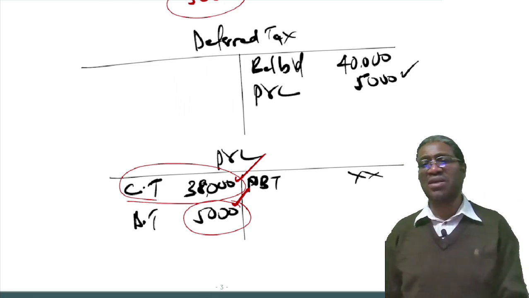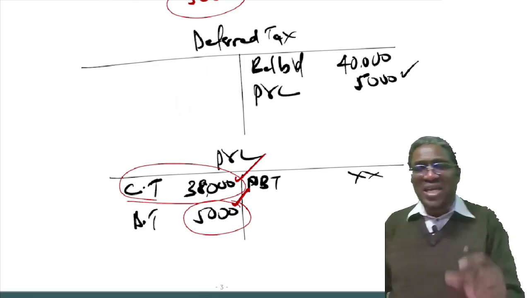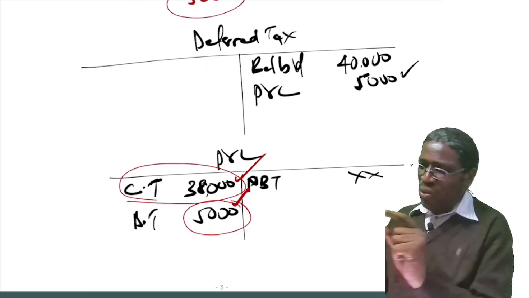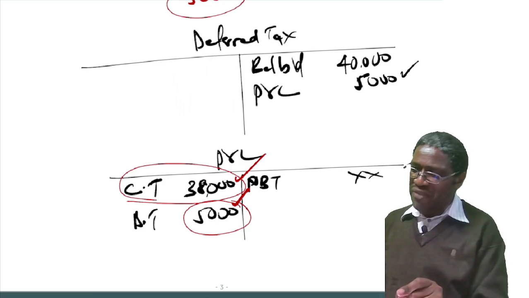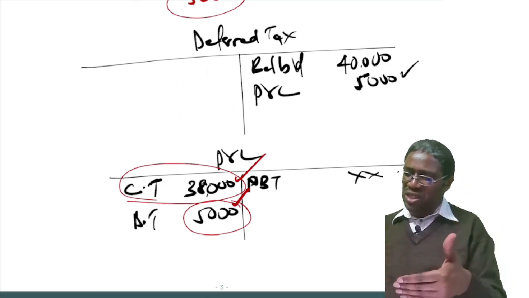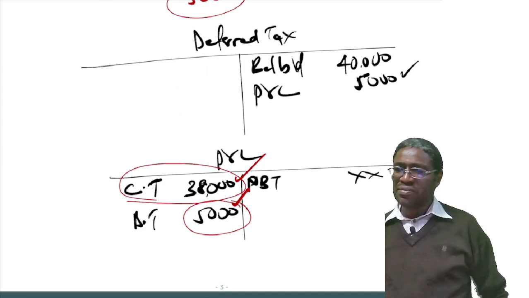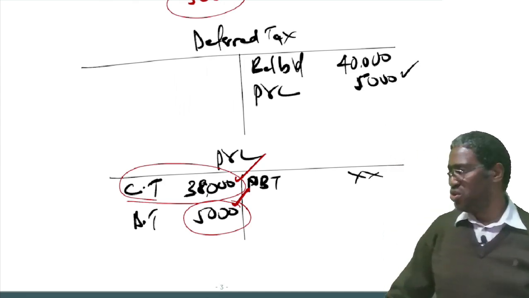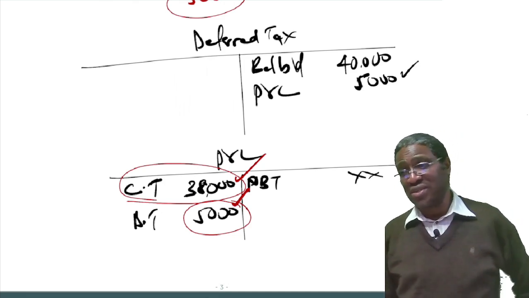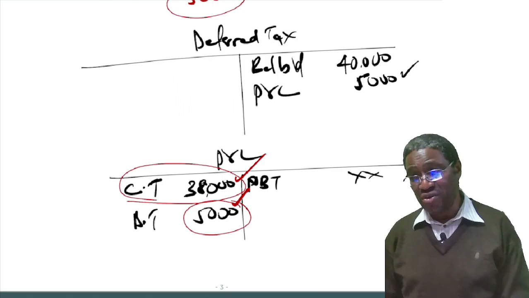Somebody with an answer, tell me there. Am I increasing the 38 or am I reducing the 38? When I'm debiting P&L account by 5, am I increasing the 38 or am I reducing the 38? Somebody to comment. Good. Of course, you are increasing the 38.